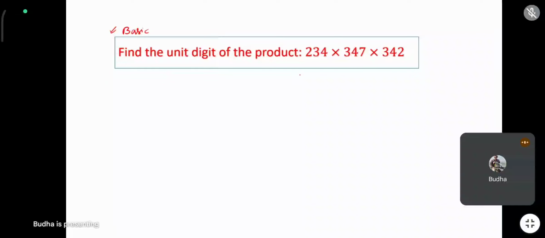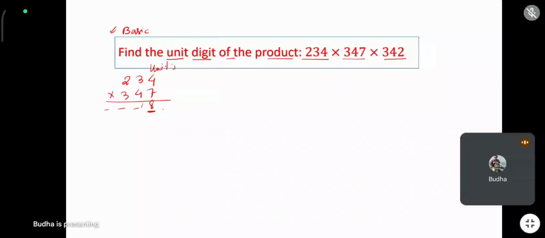Now, the question says, find the unit digit of the product 234, 347, 342. That means whenever you multiply any two numbers, for example 347, I need to check what will come in the units place. This is called the units place, or ones place. So how do you normally multiply? We simply multiply something like this. 7 into 4, 28.